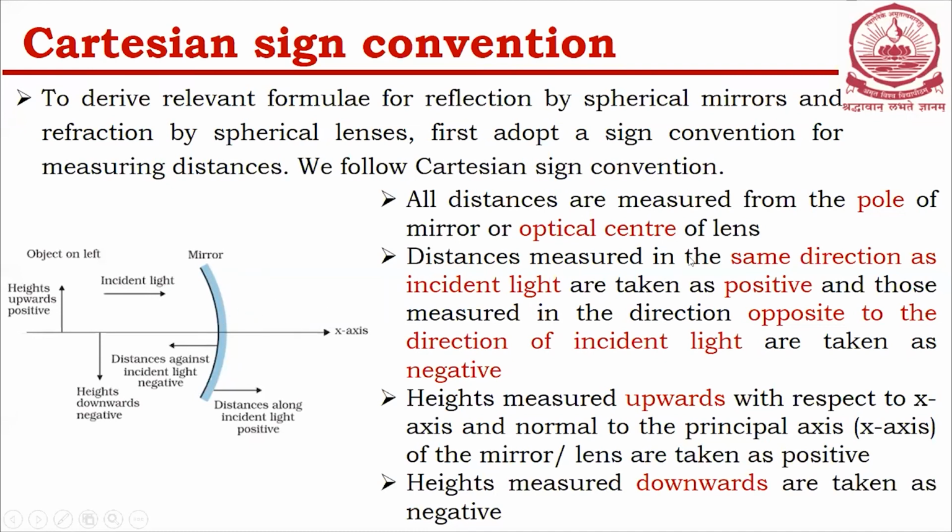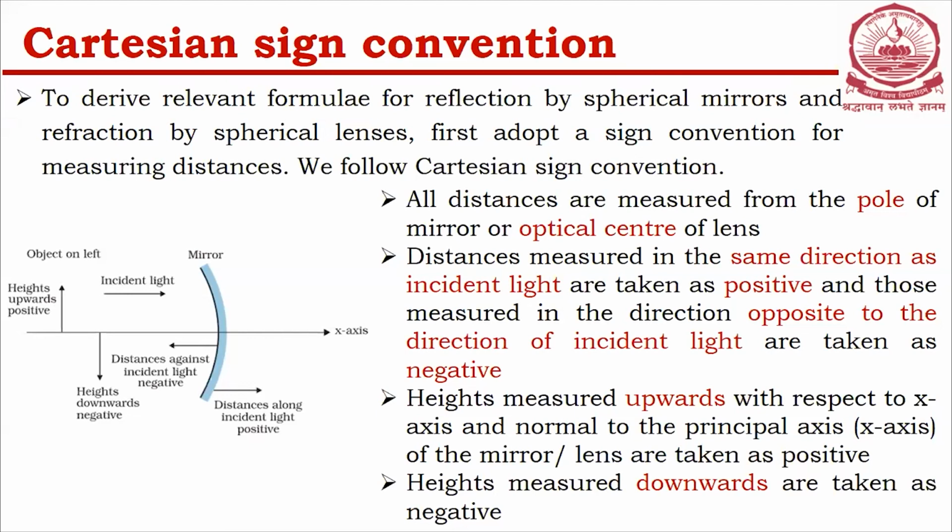The distance is measured in the same direction as the incident light. Suppose a parallel beam of light falls on this mirror. If you measure any distances in the same direction as the incident light, it will be taken as positive, and those measured in the opposite direction of the incident light will be taken as negative. That is the first thing you have to consider. I hope you understand.